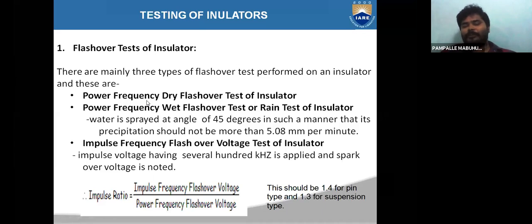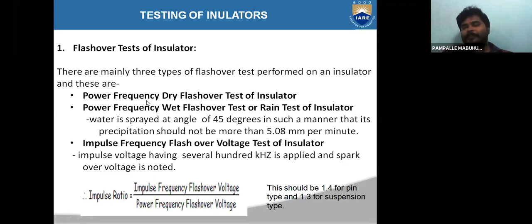You have to increase the voltage across the insulator in such a way that it is less than the spark over voltage. Up to some specified voltage you increase, and you keep that voltage for 1 minute. When you keep it for 1 minute, the insulator should not get damaged. That means there should not be any flashover or puncture on the insulator.